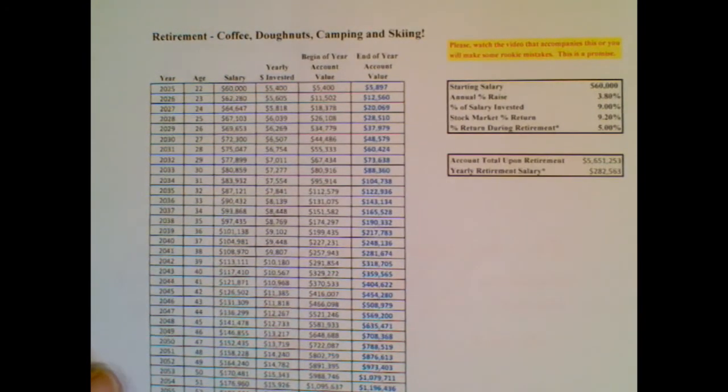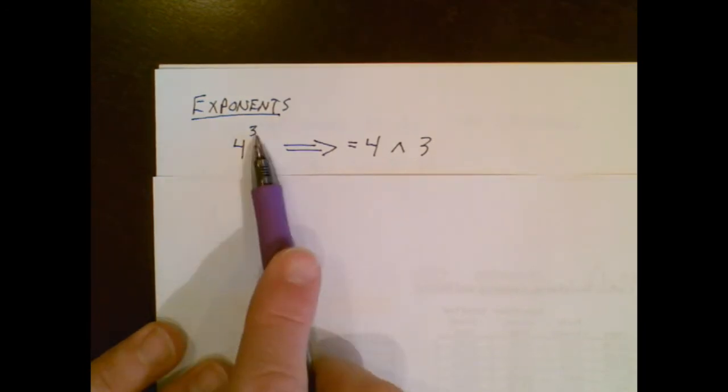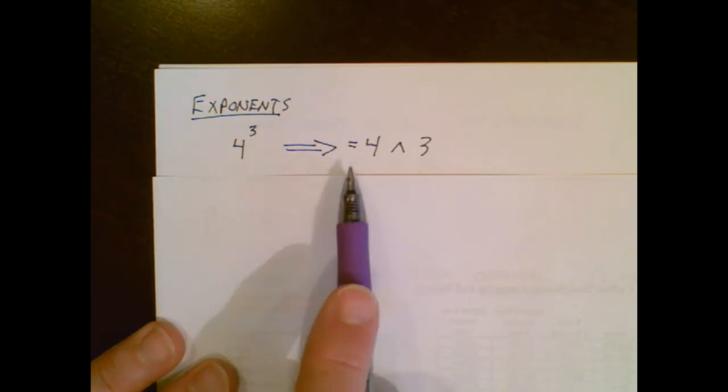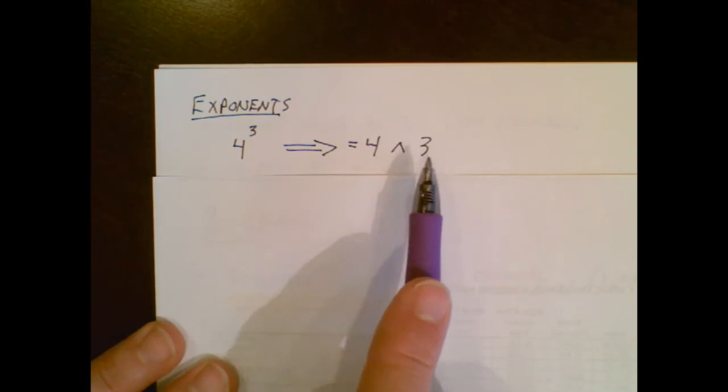Now let me hit some things that you're going to need to know as you do it. First off, you're going to be using some exponents. So 4 to the third power in spreadsheets, always start with an equal sign. 4 caret 3. So the caret is your exponent. Easy enough.